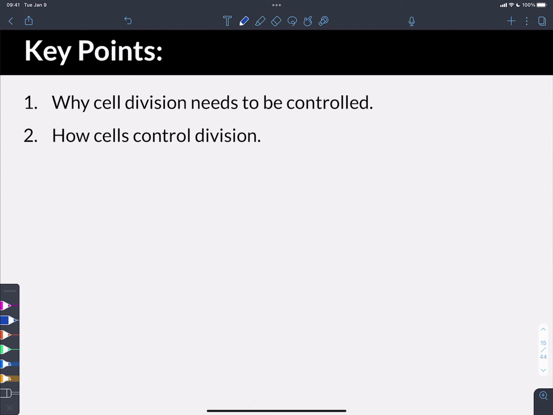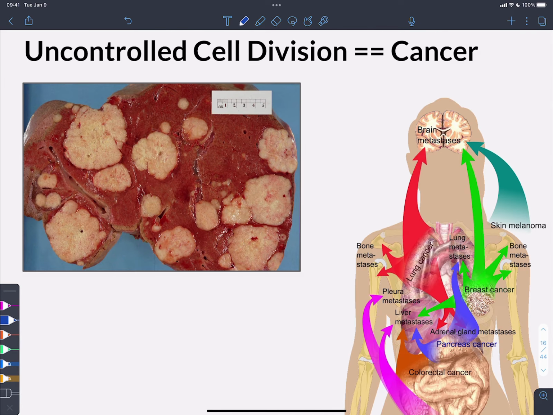In this video, we're going to look at why cells need to control when they divide, particularly in multicellular organisms, the consequences of not doing that, and then we're also going to look at how cells control division, what they use in order to accomplish that process.